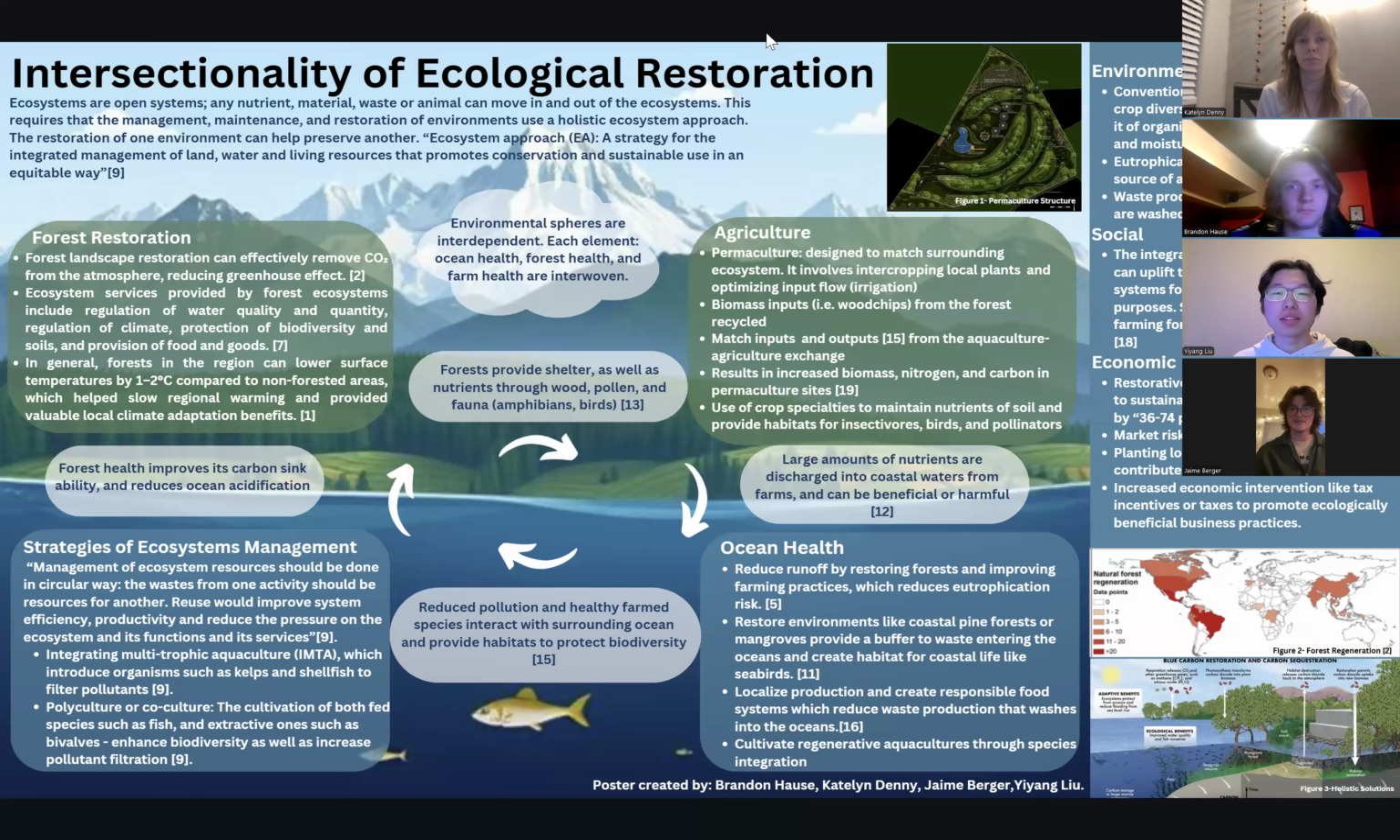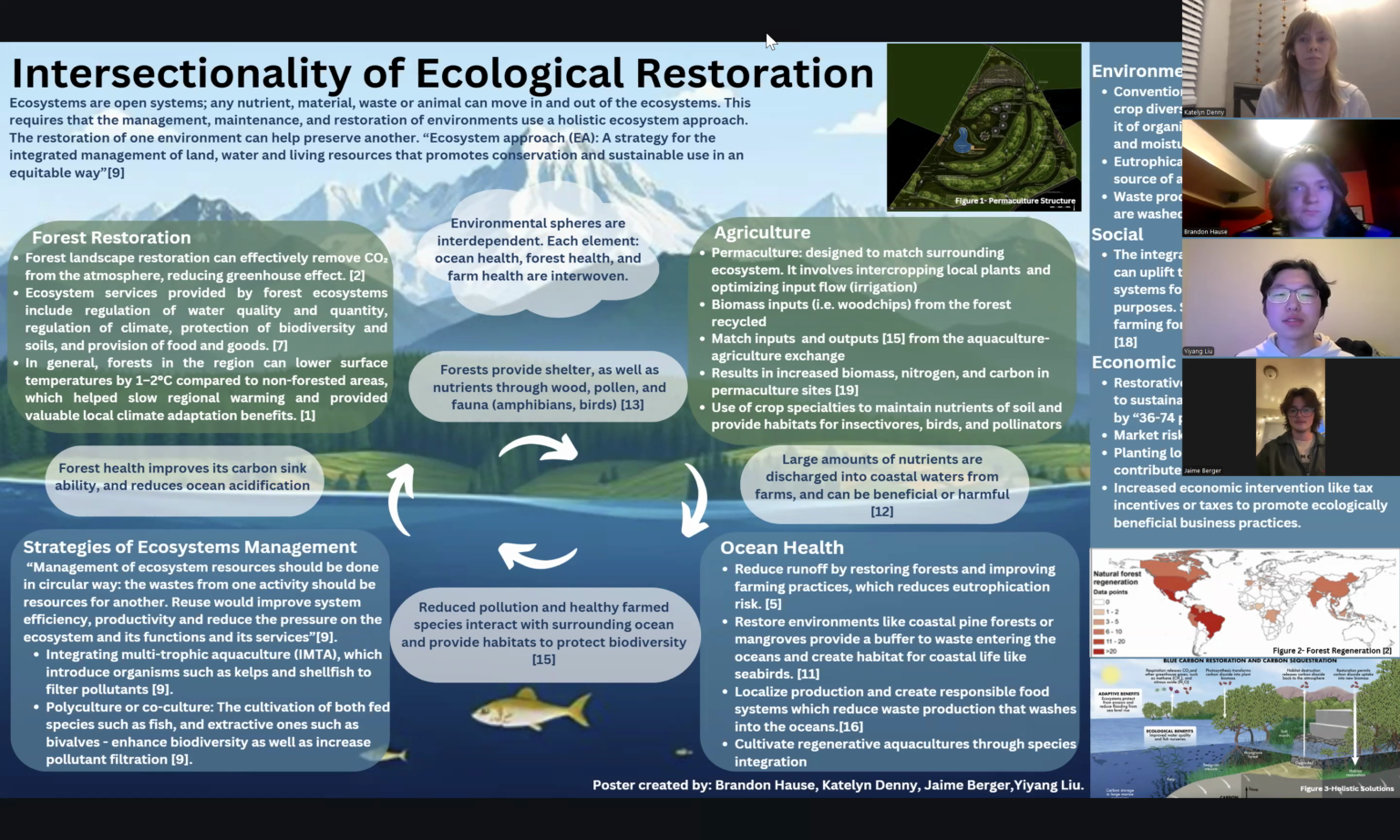For the forest part, forests play a key role in ecological restoration by also acting as carbon heat sinks, reducing the greenhouse gases, regulating the climate, and reducing ocean acidification. Forest also improves water quality by filtering pollutants and controlling nutrient flow, preventing the ocean from eutrophication. Additionally, forests provide habitats for the diverse species, supporting the biodiversity of its nearby areas.